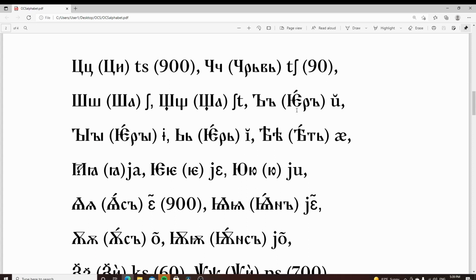Next we have yer, and this is an ultra short vowel sound, uh. Now I have this unique vowel, yeri, represented by the sound u. Next we have yeri, represented by the sound I. Like yer, yeri is ultra short as well.